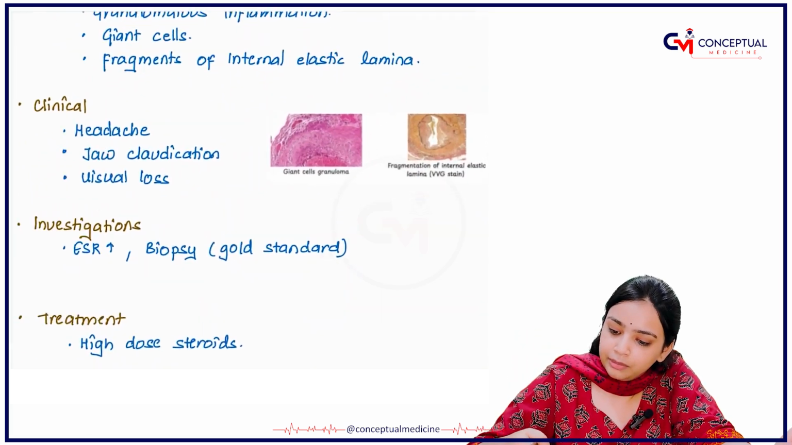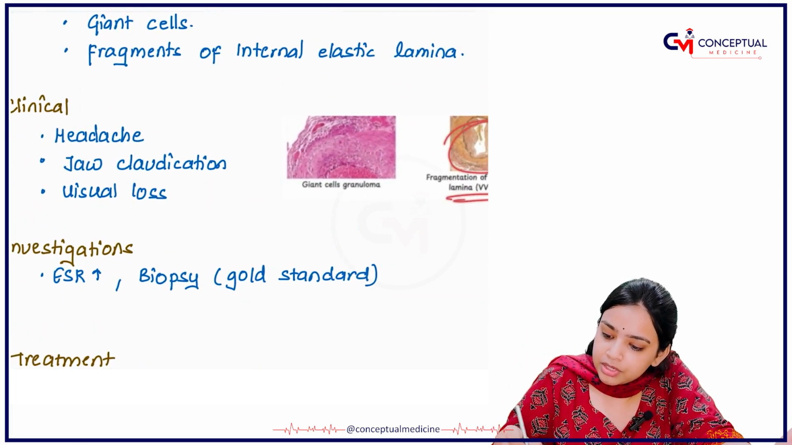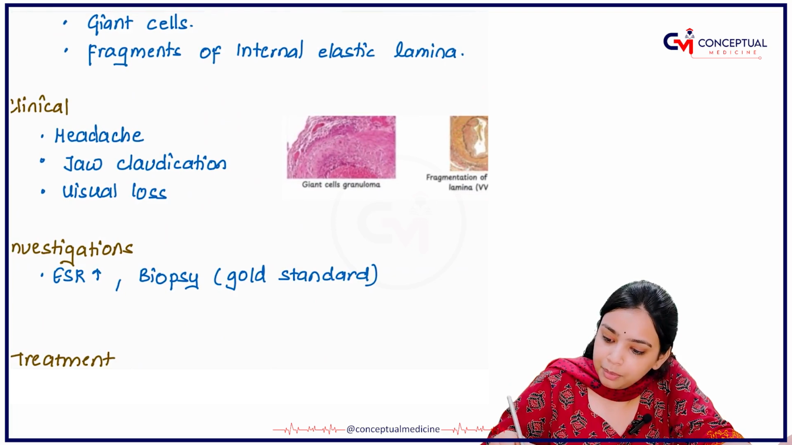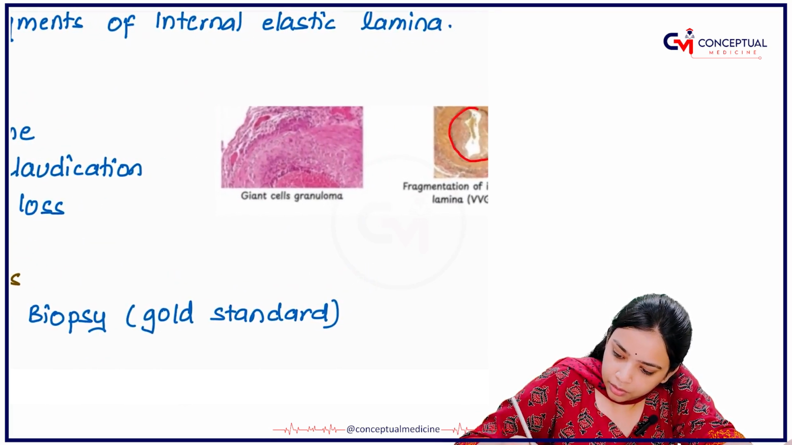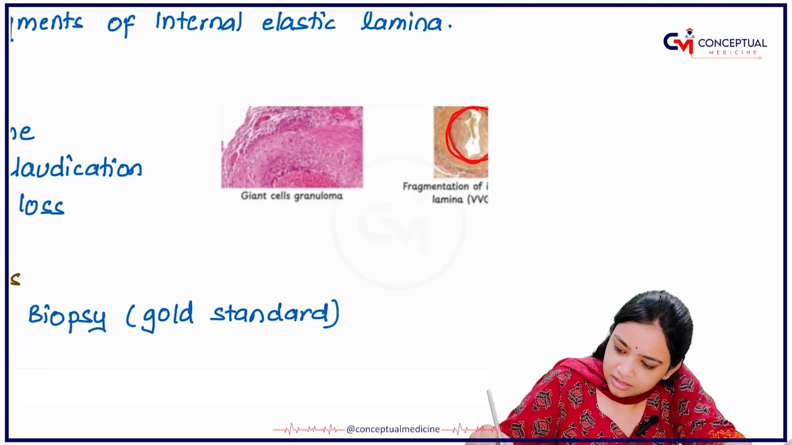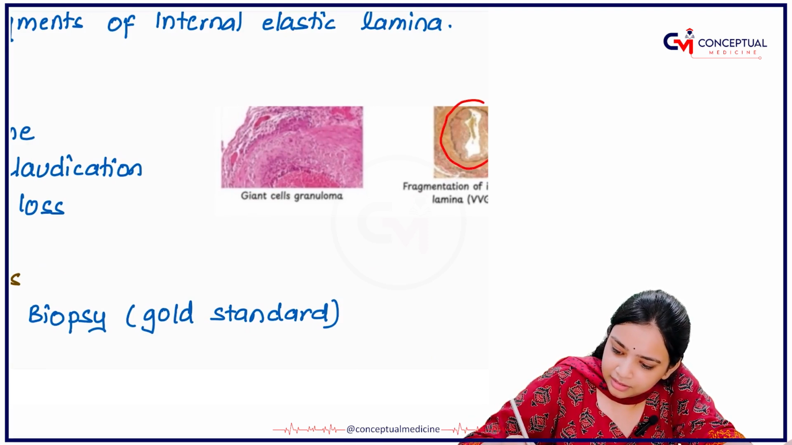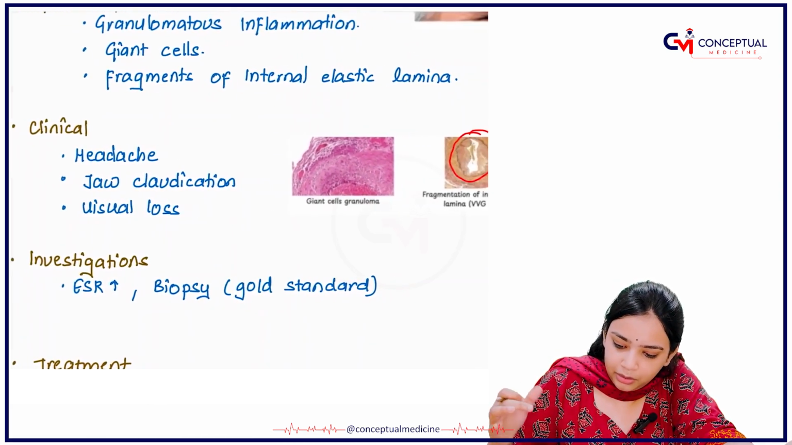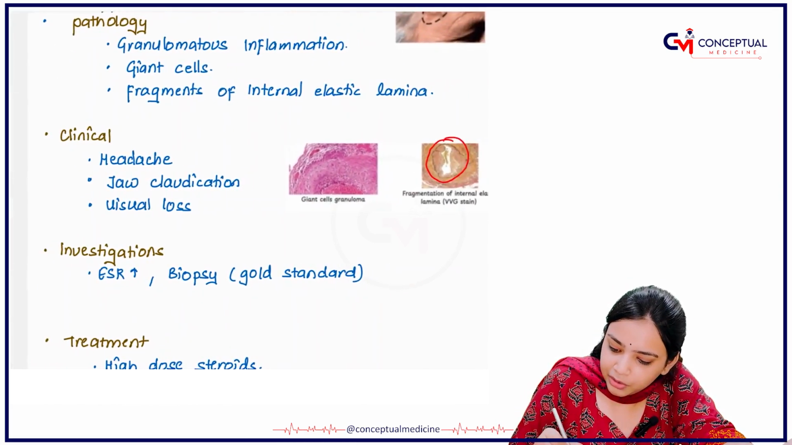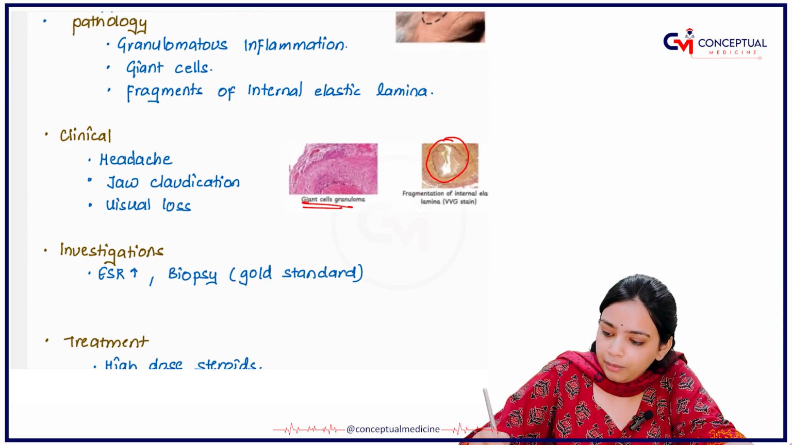See, I'll show you the figure. See this figure. You are able to see some brown deposits. I guess it's not that clear. Wait, I'll draw. You are able to see this brown deposit. That is the internal elastic lamina. Okay. And these are nothing but your giant cell granuloma.